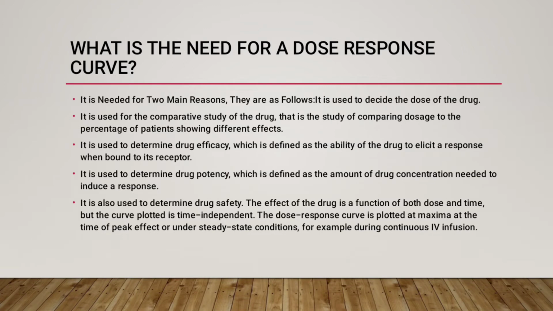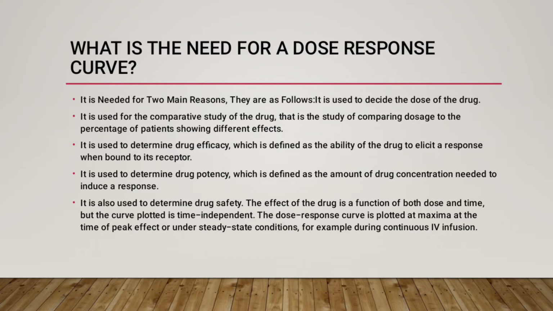We can speak about what is needed for the dose response curve. Why is it needed? It is needed for two main reasons. They are as follows. It is used to decide the dose of a drug. It is used for the comparative study of the drug, that is, the study of comparing the dosage to the percentage of patients showing different effects. It is used to determine the drug efficacy, which is defined as the ability of a drug to elicit a response when bound to its receptor.